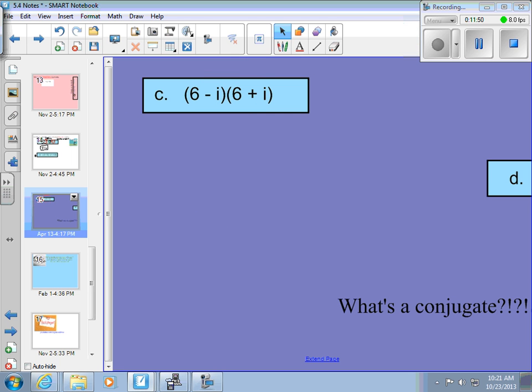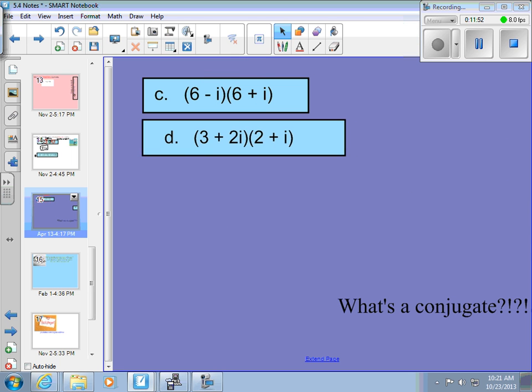One more I want you to try for tomorrow. Why don't you try one out kind of similar to this. See if you can solve D here for tomorrow. Try that one out and see what you get. All right.